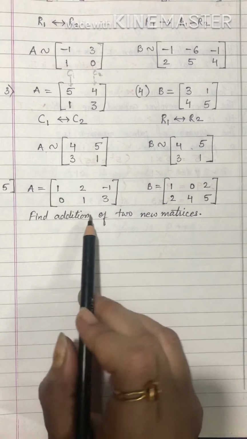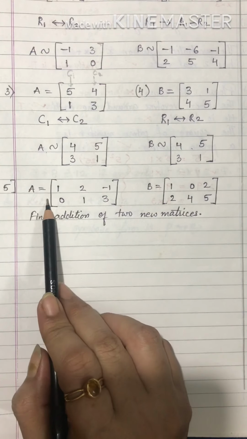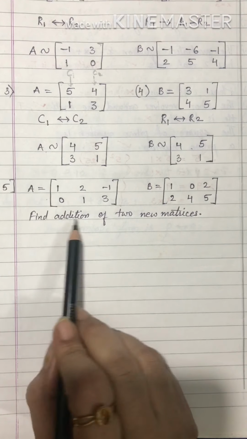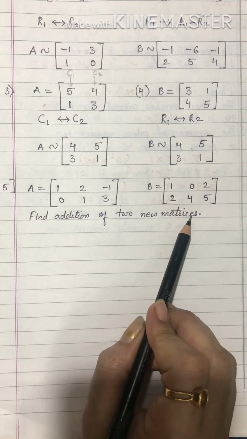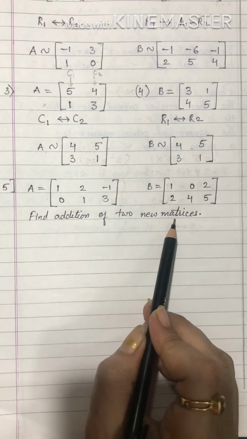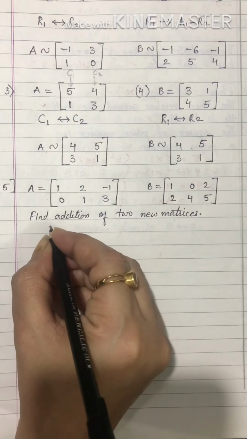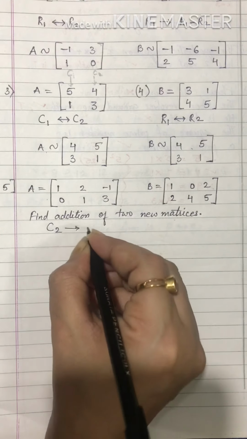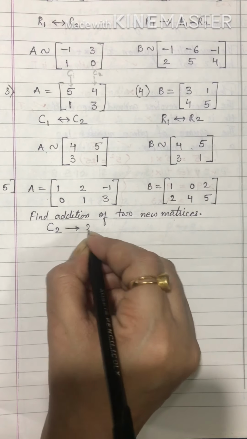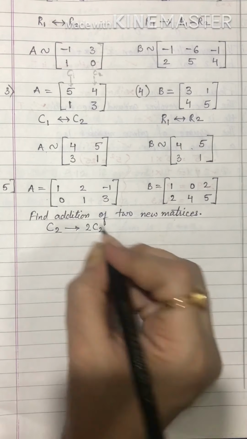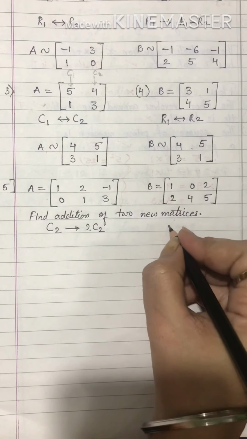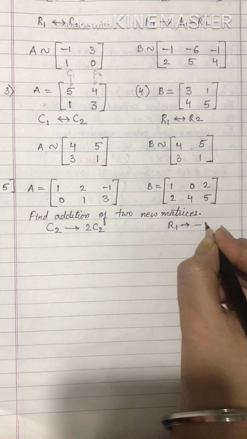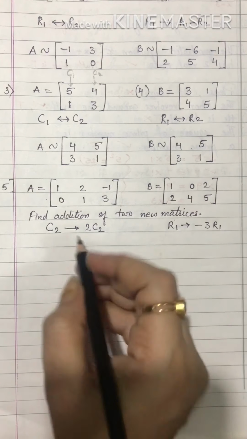Our next question is, we have been given two matrices, matrix A and matrix B. We are asked to find the addition of two new matrices. Now which two new matrices? In the question they have also asked to perform these transformations: C2 equal to twice C2 for matrix A, and here they have asked to make the transformation in R1 as R1 equal to minus 3 R1. Now what does this mean?